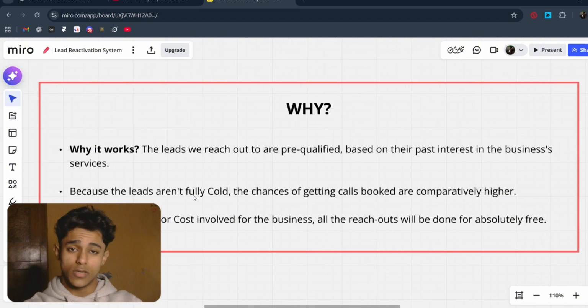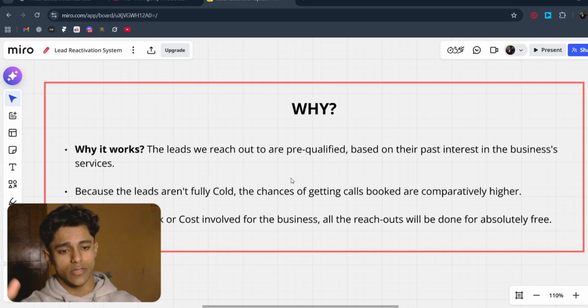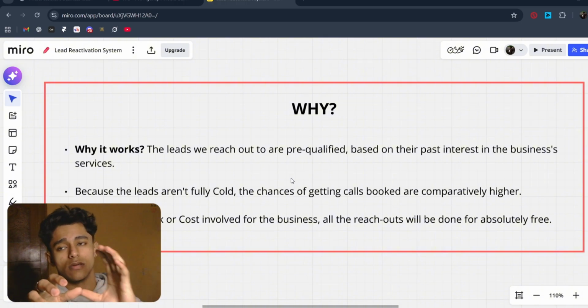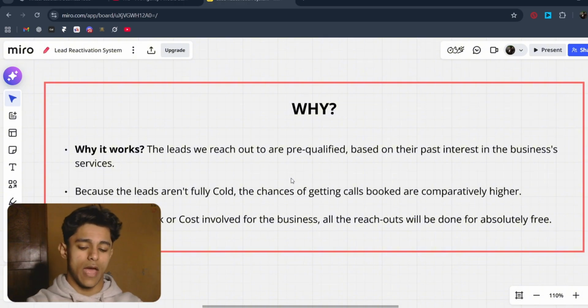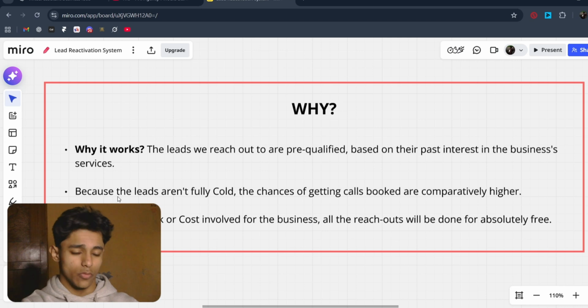So, first of all, why it works is because the leads we reach out to are pre-qualified, as I just said, based on their past interest in the business's services. They are not completely cold, they are warm, and they already have some sort of interest in the business's services. And that's why the conversion rate is expected to be higher compared to if you were to contact cold leads out there. Then, because the leads aren't fully cold, the chances of getting calls booked are comparatively higher, which I just said.